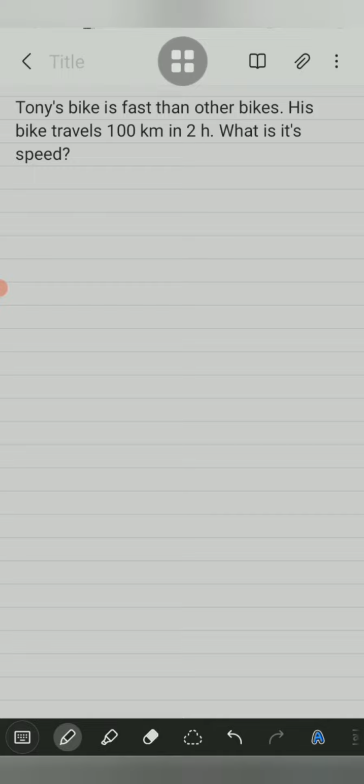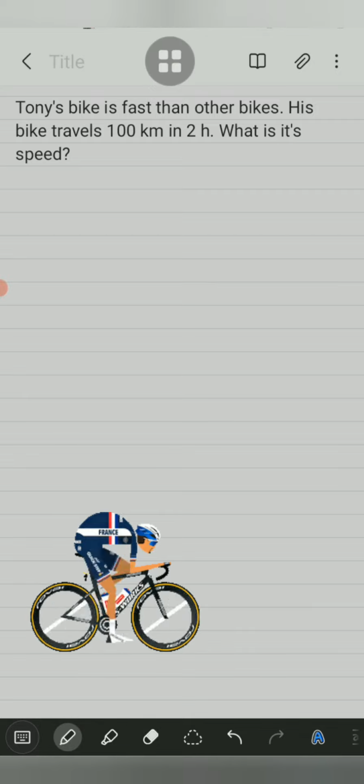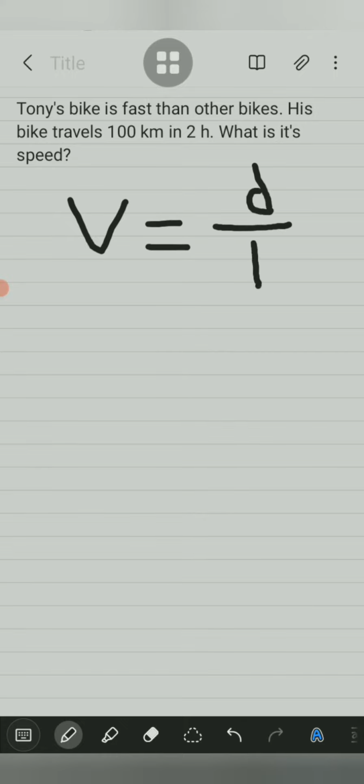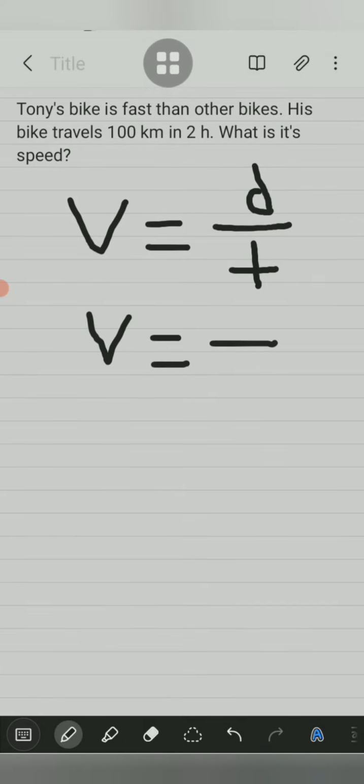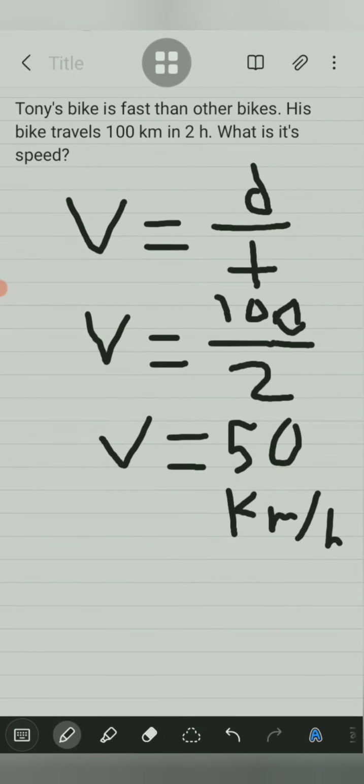So here is the question. Tony's bike is faster than other bikes. His bike travels 100 kilometers in 2 hours. What is its speed? To calculate speed, we can use this formula: V equals the distance traveled over how much time it took. So the speed of Tony's bike is 50 kilometers per hour.